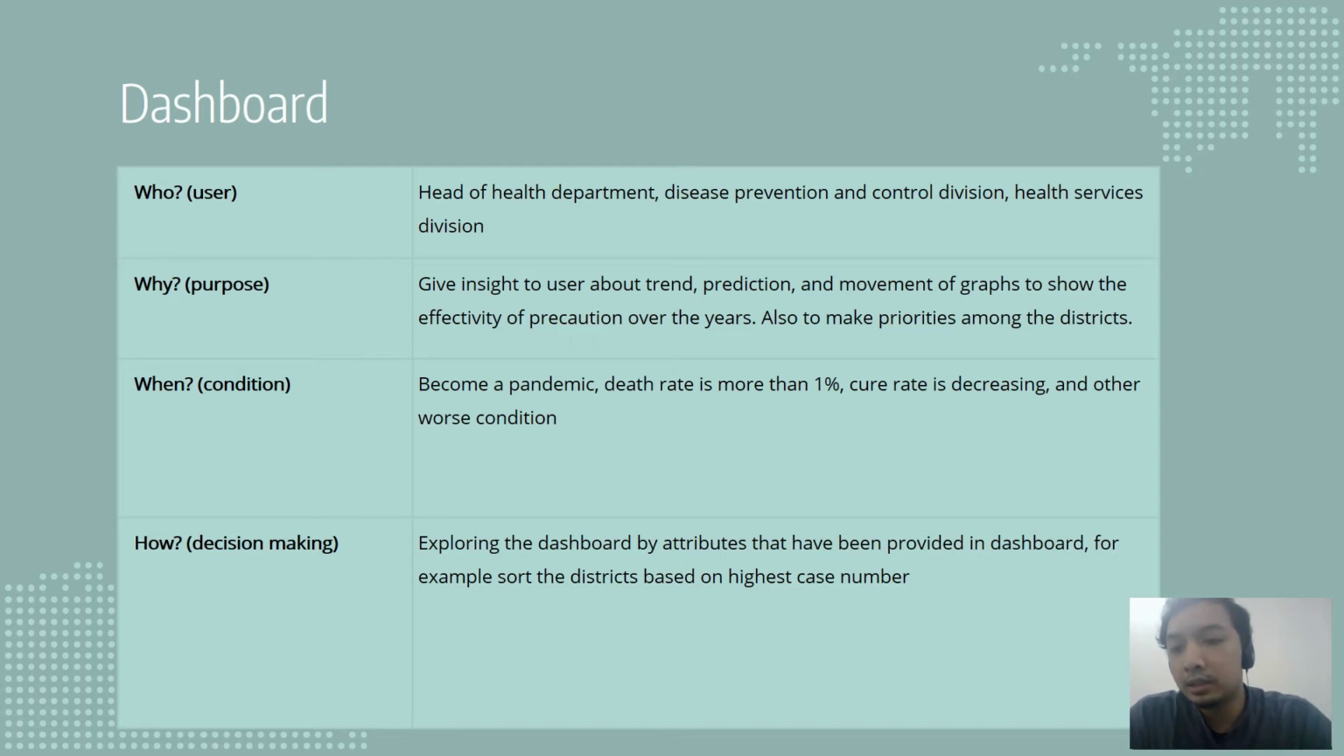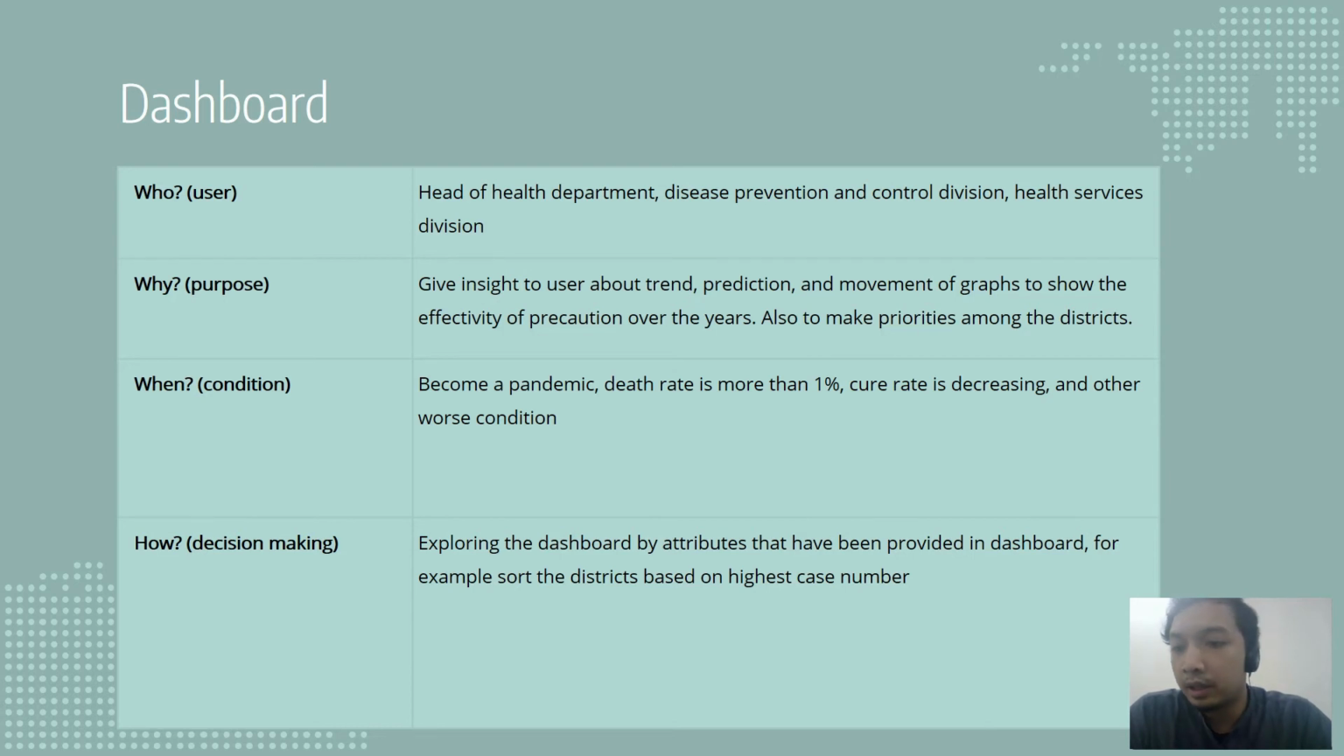And then next is when this dashboard can be used. Talking about the condition, I can say that the dashboard can be used when it becomes a pandemic, the death rate is more than 1%, the cure rate is decreasing, and under the worst conditions. Because when the condition is good and the government can handle these cases, then the dashboard is not really effective to be used.